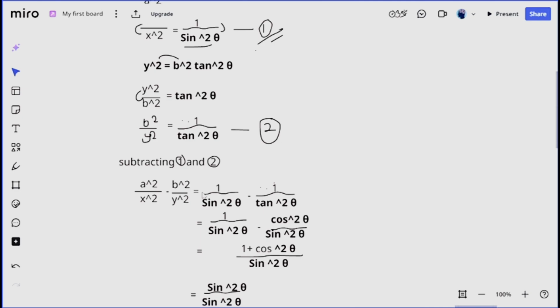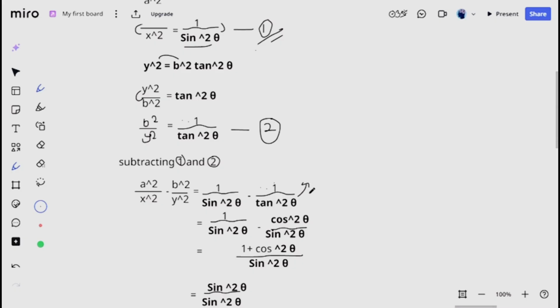I converted first, let me show that. First I converted this to cot square theta, and then for this cot square theta value, I wrote the value cos square theta by sin square theta. So, the denominators are the same, the denominators are common, and then you get 1.